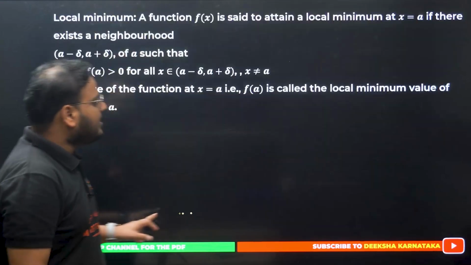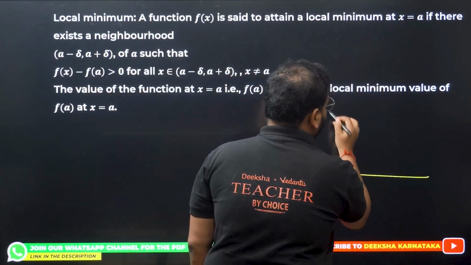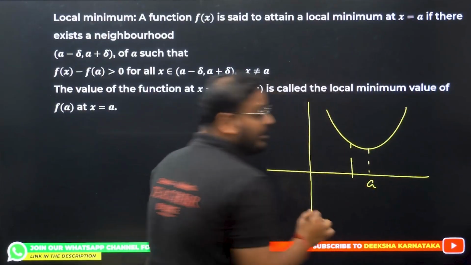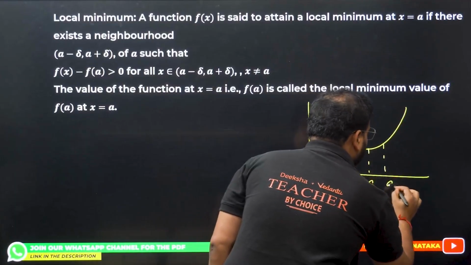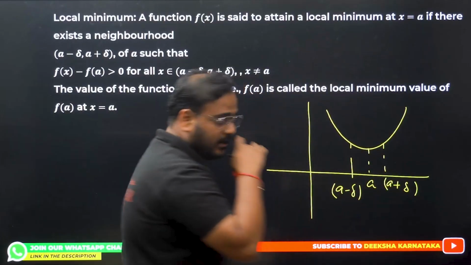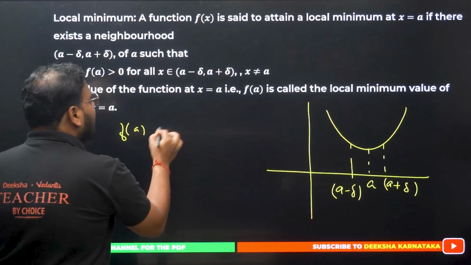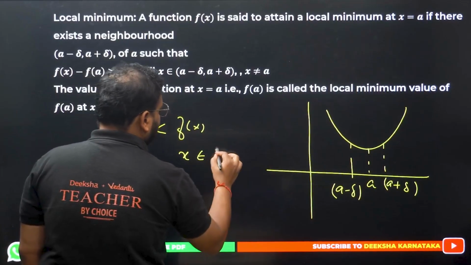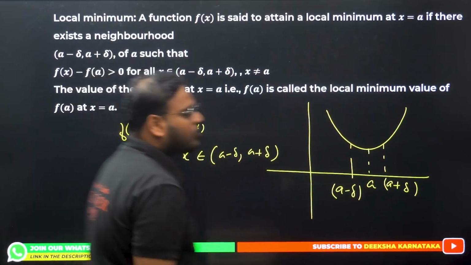Similarly, local minima also will have the same effect. Think about it. I think all of you will know now. If you have this point A given to you and you're defining a neighborhood over here, again called A minus delta and A plus delta, then f of A should be less than f of x for all x belonging to this interval A minus delta to A plus delta, the neighborhood of the point A.